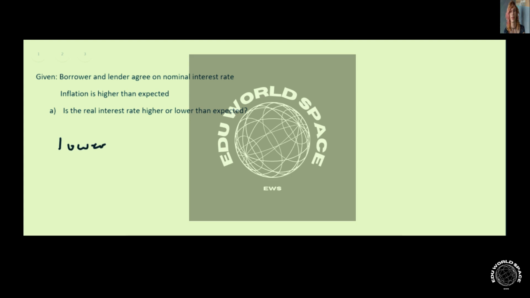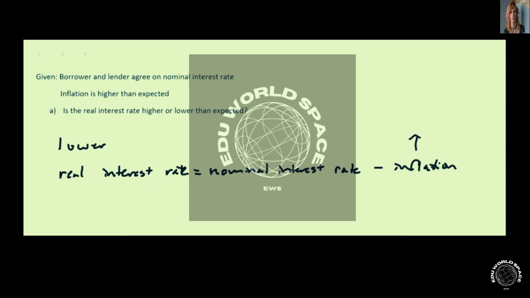Recall that the real interest rate equals the nominal interest rate minus inflation. And so if inflation is higher, that means the real interest rate is going to be lower.